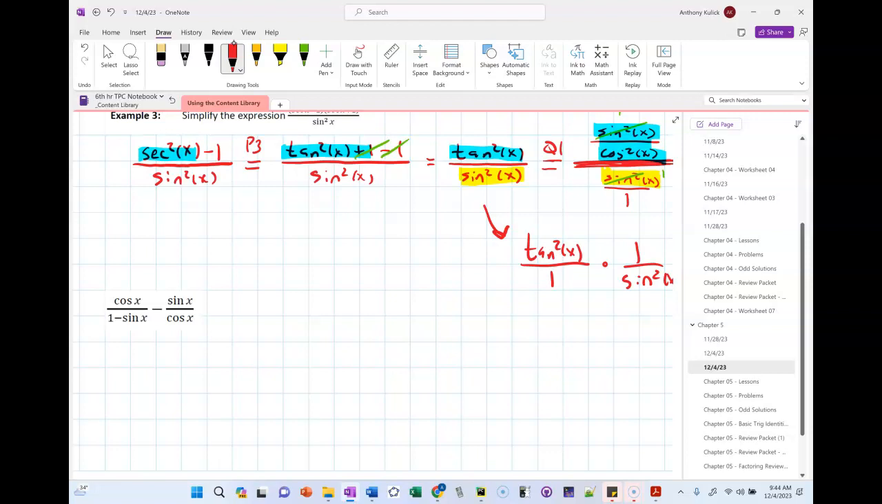Yeah, I think that's the natural thing to do. We have two fractions. They're being added or subtracted. I know to add or subtract fractions, I need a common denominator. So let's start by making a common denominator. What would the common denominator be between 1 minus sine x and cosine x? Very good. Yeah, 1 minus sine x times cosine x.